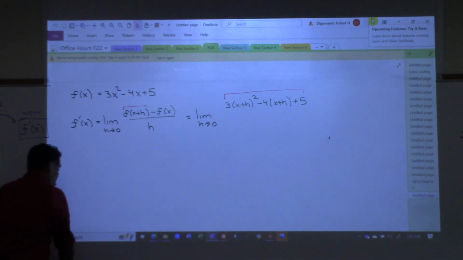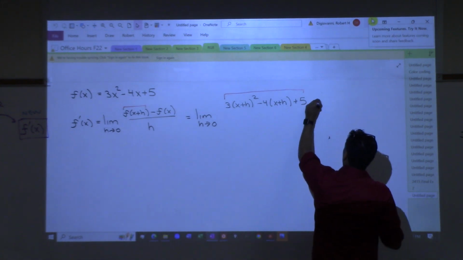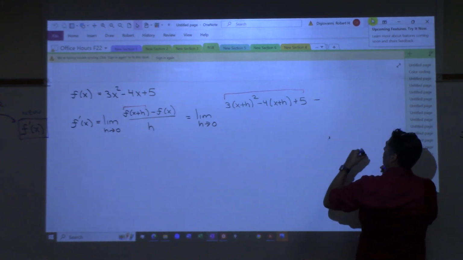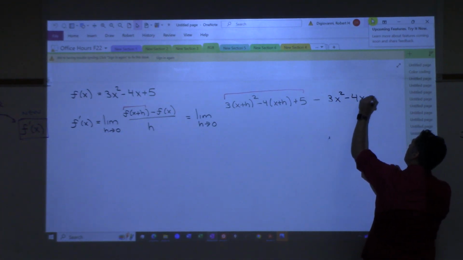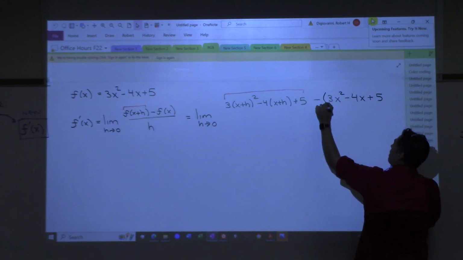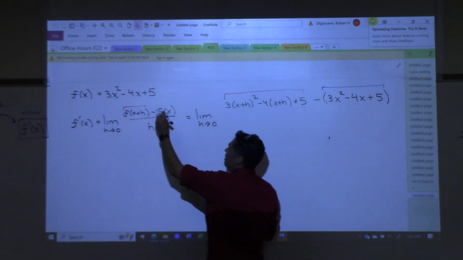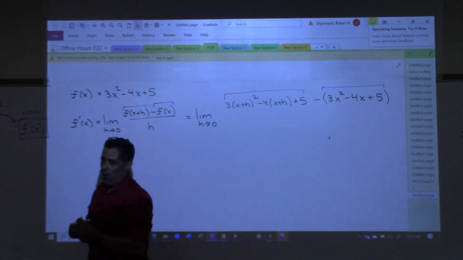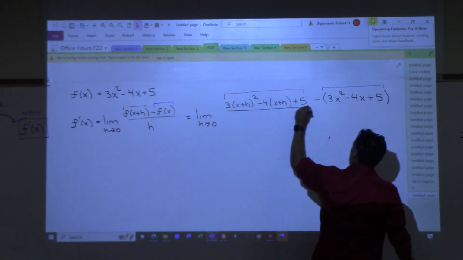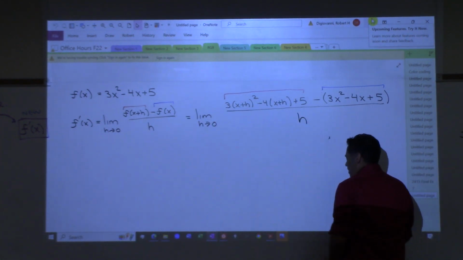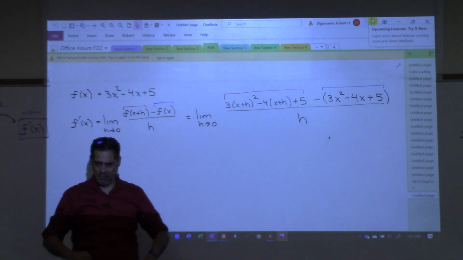And then I need to subtract from that f of x, which is the original function, 3x squared minus 4x plus 5. But what do I have to put here, or else I'm going to mess everything up? Parentheses, because we're subtracting the whole thing. That right there is the top. And then the whole thing is divided by h. When I'm done with this nasty limit, I should get a new function of x. That's what I should get.